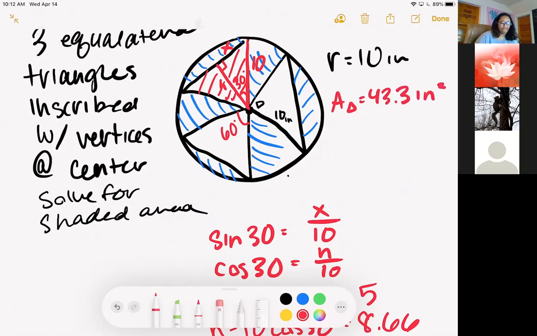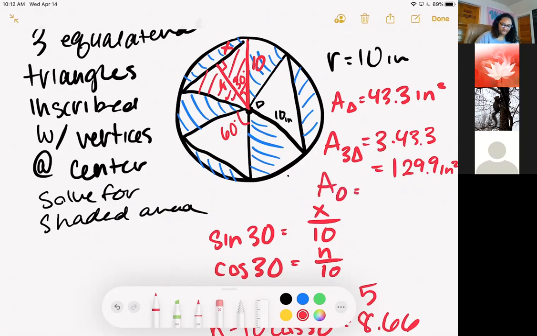And when you multiply that by 3 to get the area of all the triangles, and then you would subtract the area of the circle and the areas of all the triangles to get the space in between. What's the area of the circle? It's 100 pi.